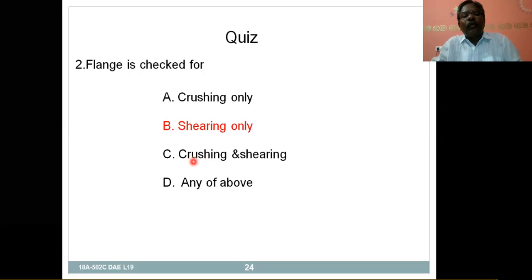So the flange in a flange coupling is checked or verified for induced shearing only, allowable and induced shearing only. If the allowable shearing is greater than the induced shearing, then the design of the flange is safe.